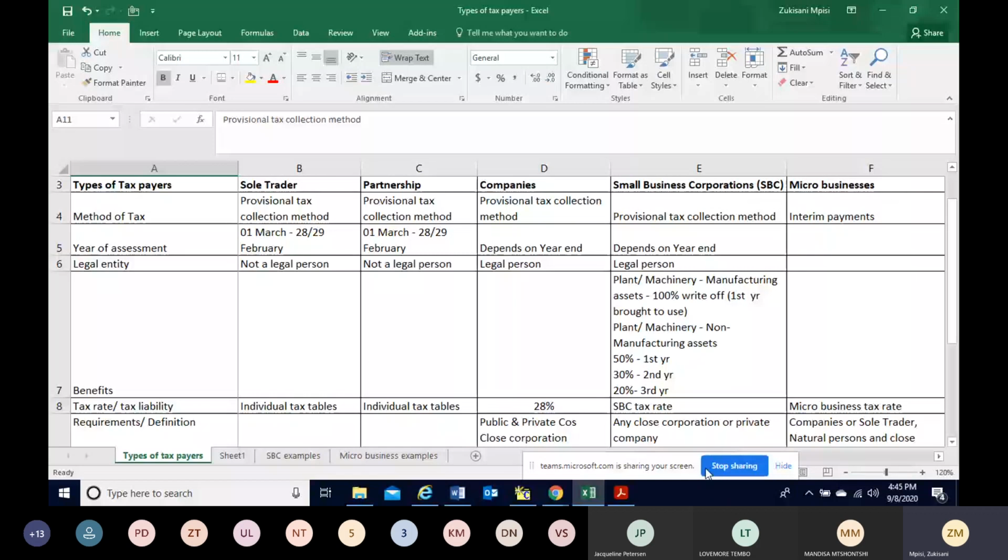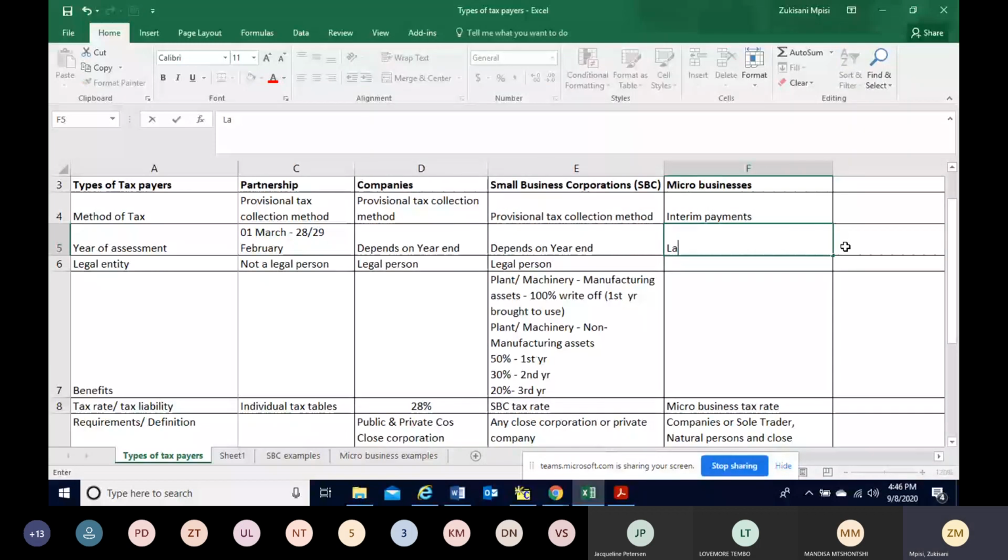And for companies or close corporations, the ones that do not qualify, that cannot register as a micro business, is if the last day of assessment, the year of assessment must be 1 March to 28 or 29 February. Anything in between does not become a taxpayer. So companies or corporations who qualify as a micro business, their year of assessment must be 1st of March to the 28th or the 29th of February.